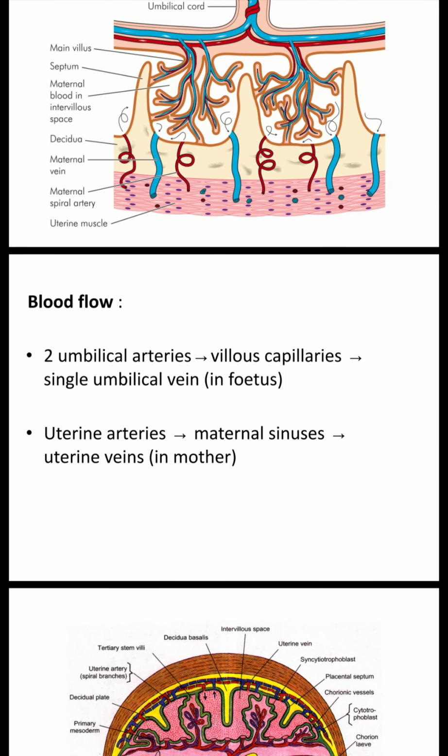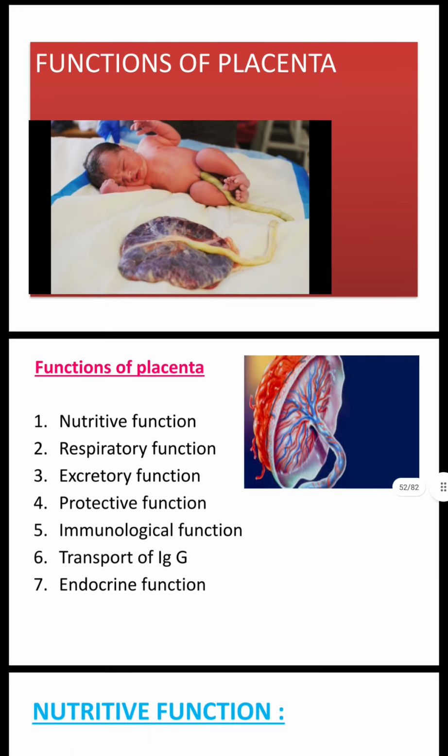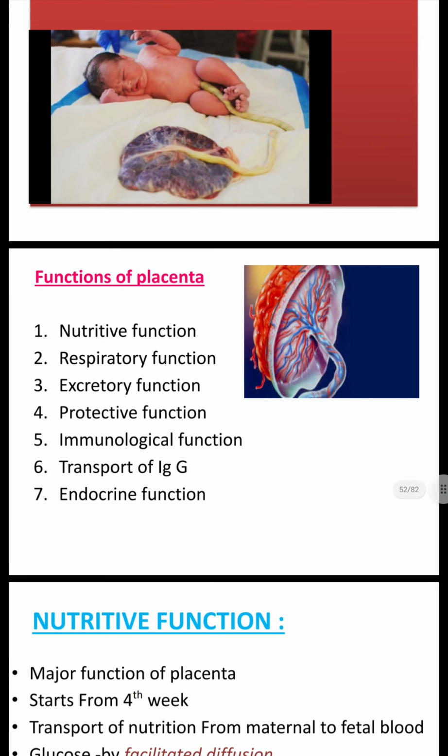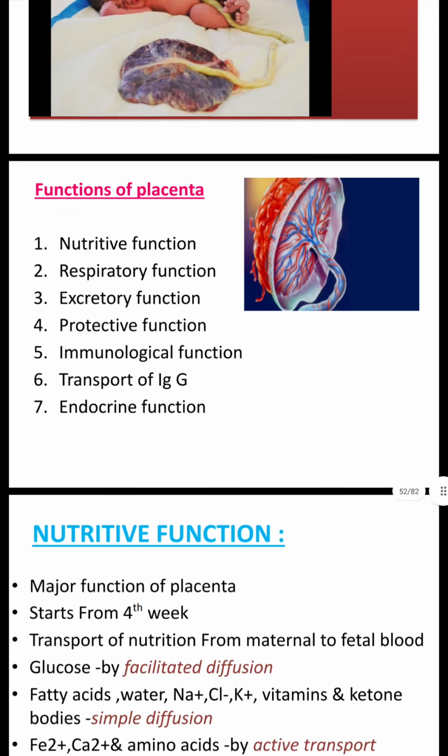The blood flows through two umbilical arteries, then through the villus capillary, and through the single umbilical vein in the fetus. In the mother, it goes from the uterine artery to the maternal sinus and to the uterine vein. Now the functions of the placenta. It has many functions: nutritive function, respiratory function, excretory function, protective function, immunological function, transport of IgG, and endocrine functions.